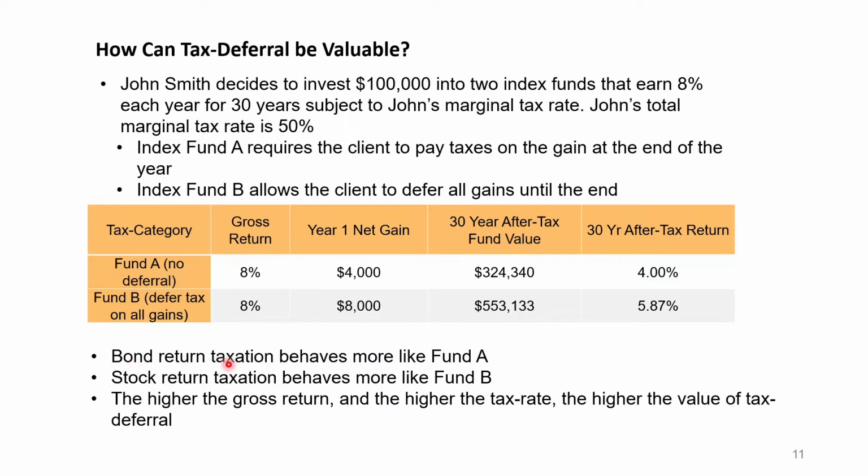And bond return taxation behaves more like Fund A. When you're investing in bonds, you're again getting taxed every year, whereas stock return taxation behaves more like Fund B, where you can defer most of the taxes. Obviously, the higher the gross return and the higher the tax rate, the higher the value of the tax deferral. So if you're in a higher tax bracket, this is going to benefit you a lot more. And if you're investing in higher earning assets, this is also going to benefit you a lot more.